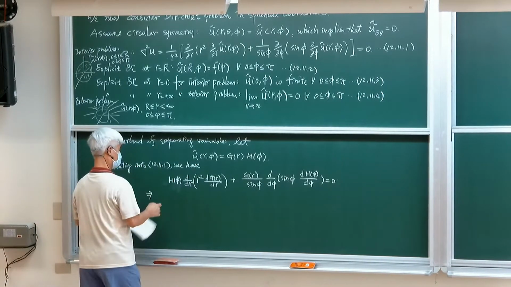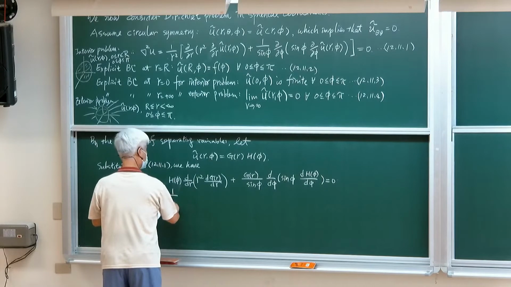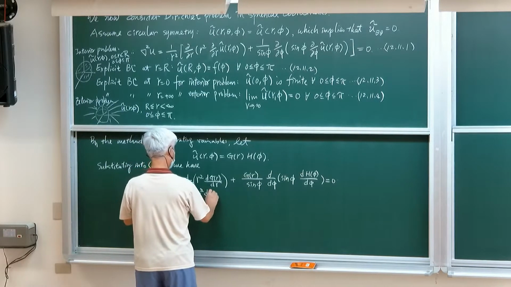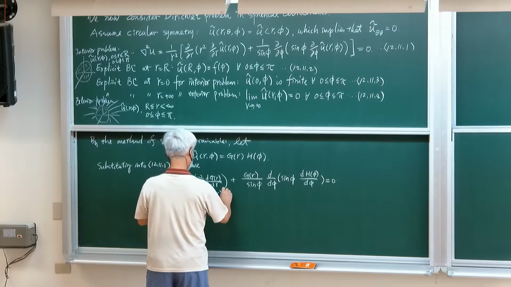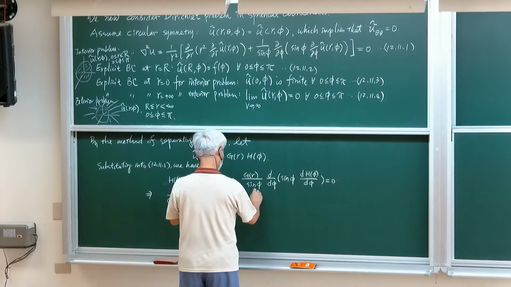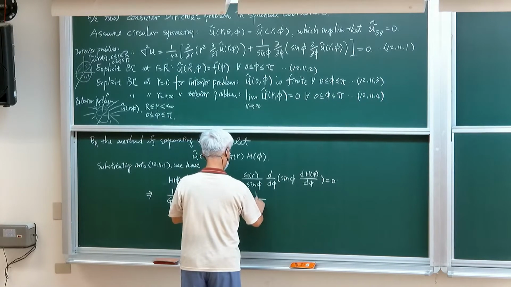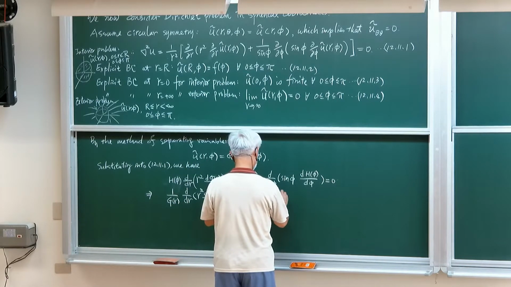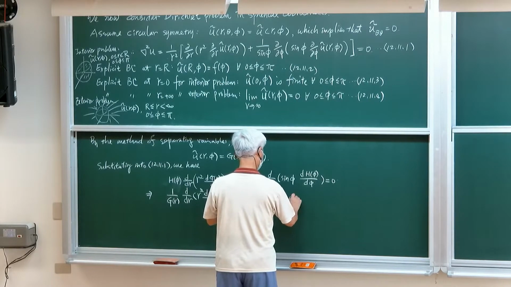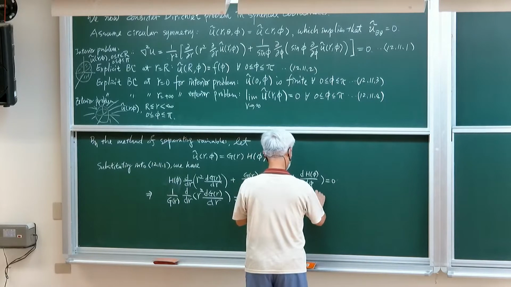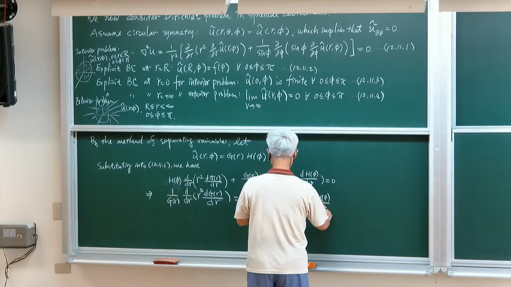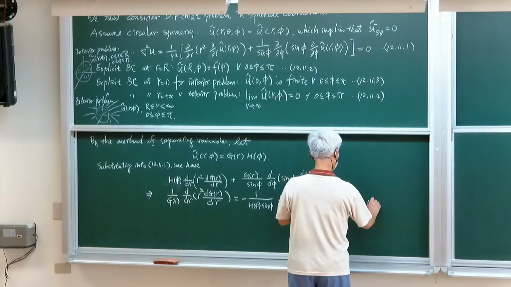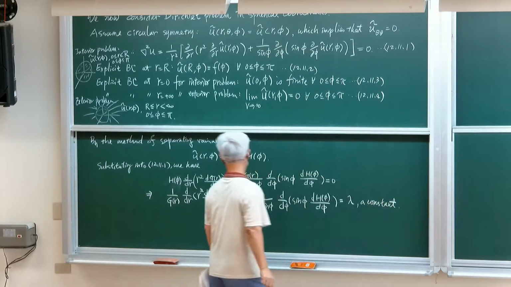So now we have 1 over g(r) d/dr of r squared dg/dr, equal to minus 1 over h(phi) sine phi d/d phi of sine phi dh/d phi, and this will be called lambda, a constant.